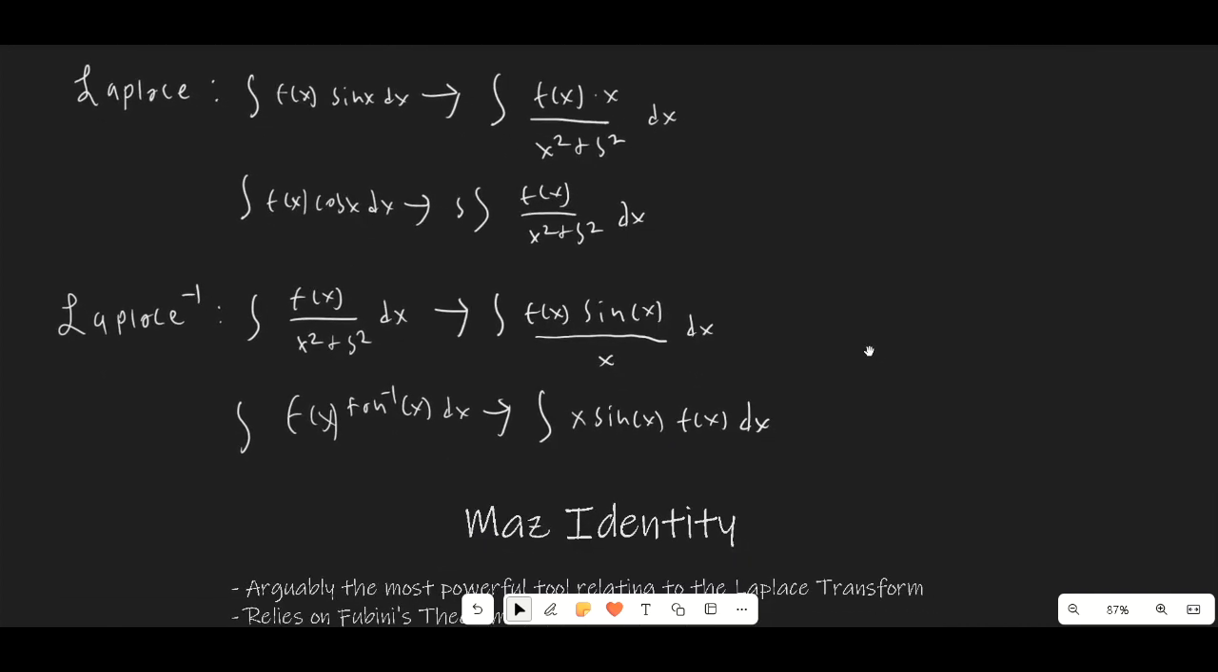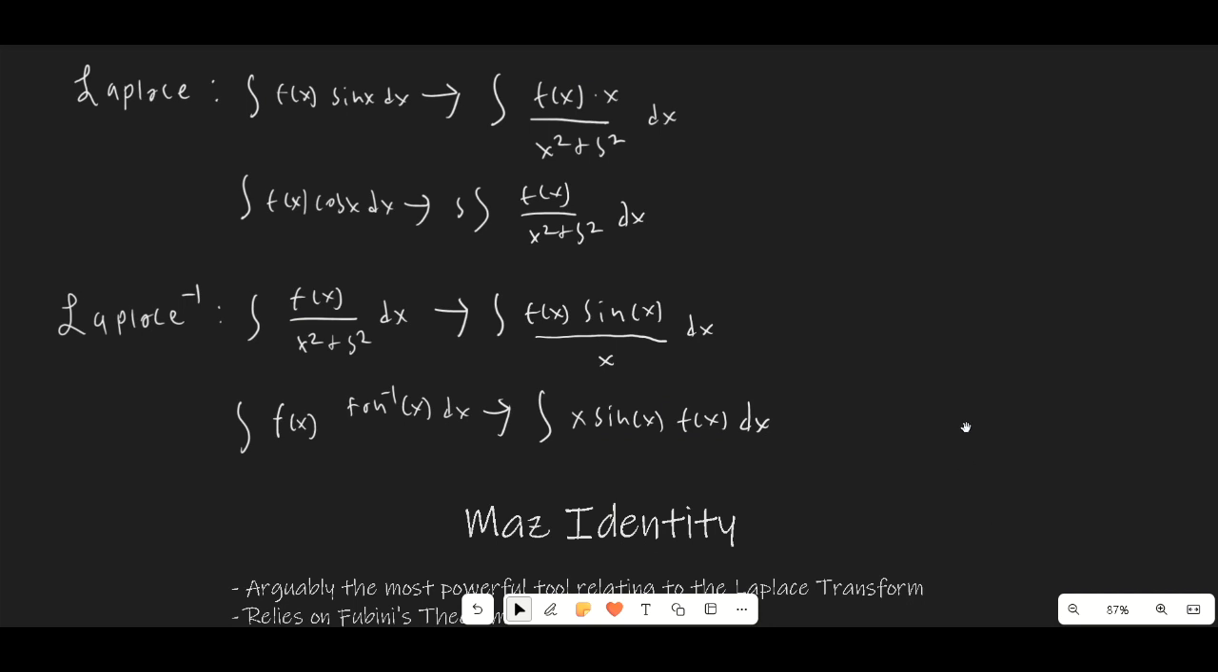And another one right here. Sorry, I kind of screwed up this f of x right here, but you can see in that upper example that we had that inverse tangent of x, which is generally not fun to deal with. But using the Laplace transform, we can turn that inverse tangent into something completely different. So as you can see here, the integral of f of x inverse tangent of x can be converted into an integral of x times sine x times f of x dx.